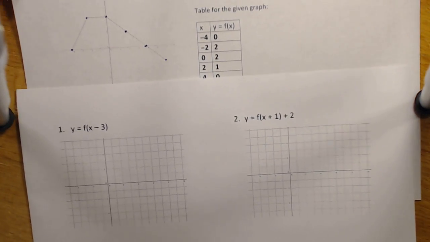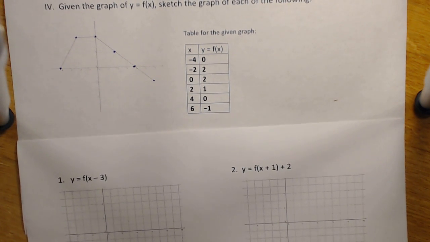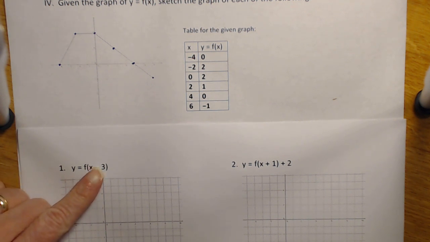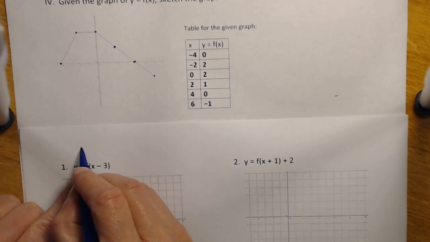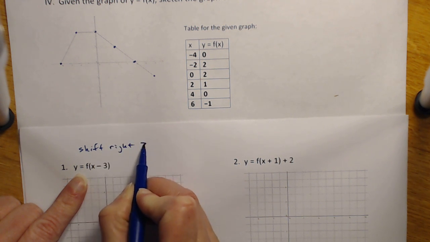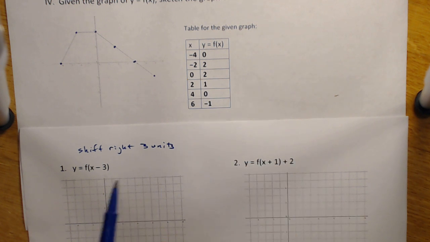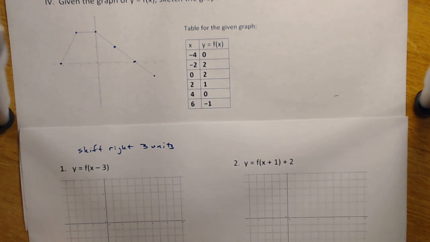All right, so the first one we have here is y equal to f of x minus 3. This is a shift happening inside the function, so it's horizontal. Remember, minus 3 means right 3 units. When you're moving horizontally, it's going to move it to the right 3 units. So all these x-values move right 3 units.